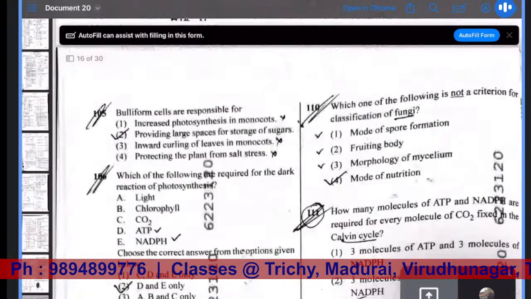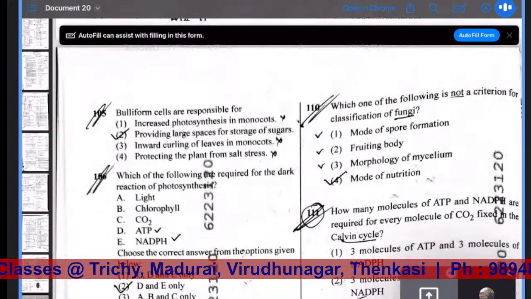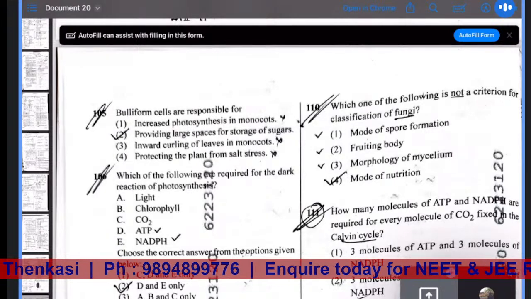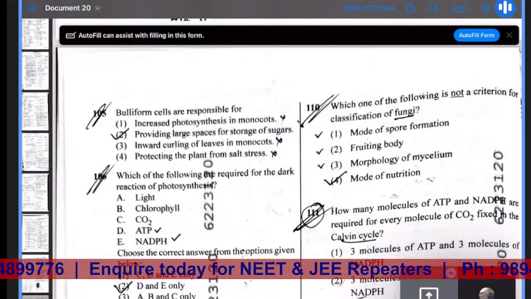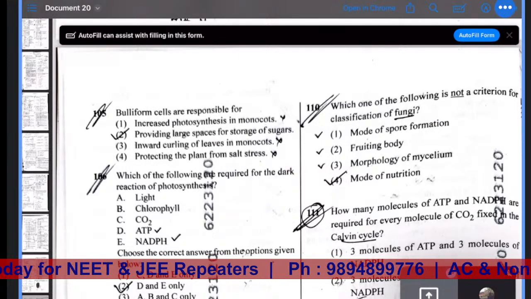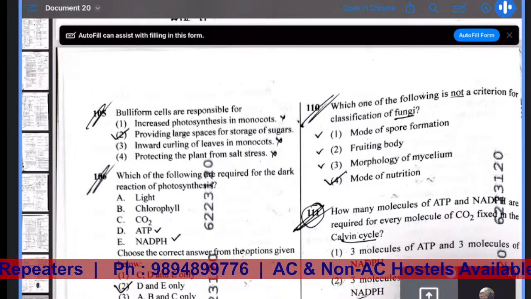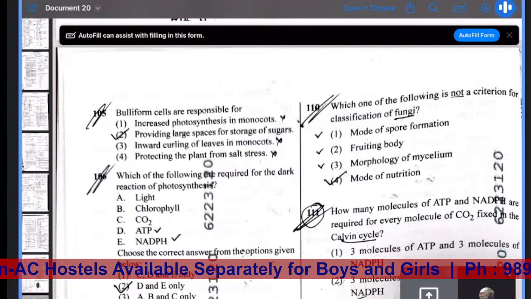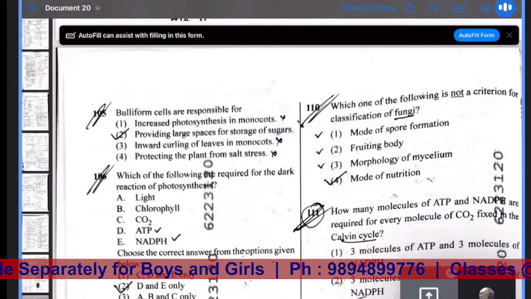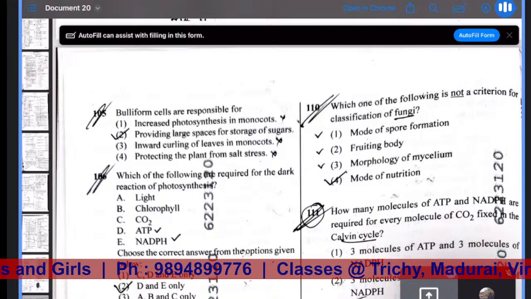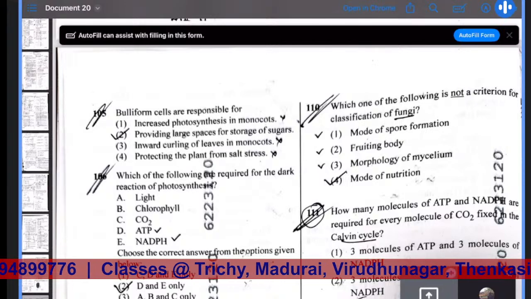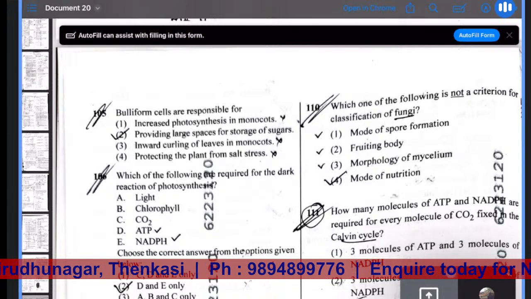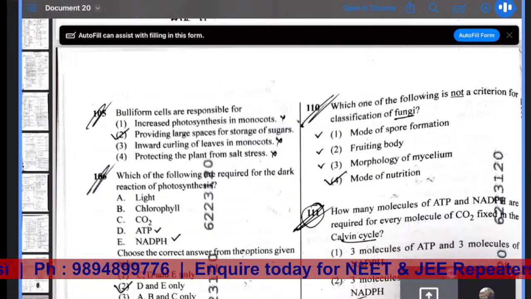Which one of the following is not a criterion for classification of fungi? For classification of fungi, we have some criteria based on the mode of mycelium, whether it is aseptate or septate. Then based on the mode of reproduction, because fungi can undergo all 3: asexual, vegetative, and sexual. In the mode of reproduction, you can discuss spore formation, whether they form fruiting bodies, asexual spores or sexual spores. But mode of nutrition is not considered for the classification of fungi into 4 different divisions. So for question number 110, option 4, mode of nutrition, is the right answer.